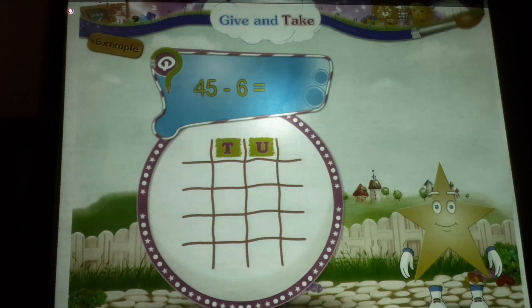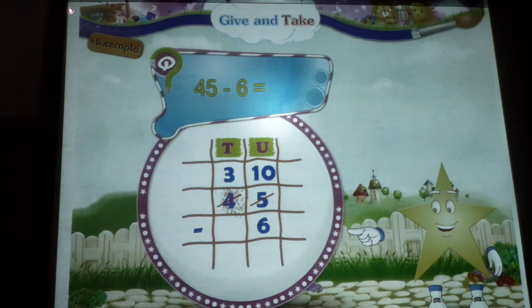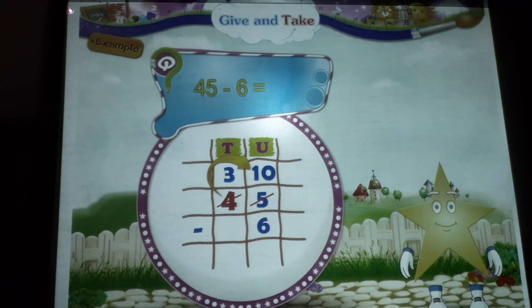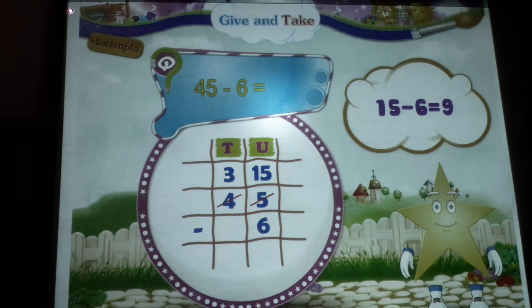Here's the next example, Starry. Subtract 6 from 45. How will you solve this example, Starry? Yes, we shall borrow 1 ten from 4 tens and add it to 5 units. So now we have 3 tens, 15 units minus 6 units. Subtracting 6 units from 15 units, we get 9 units.